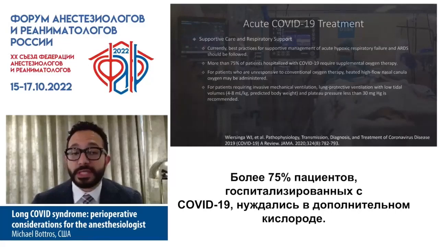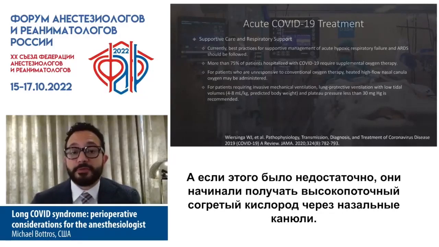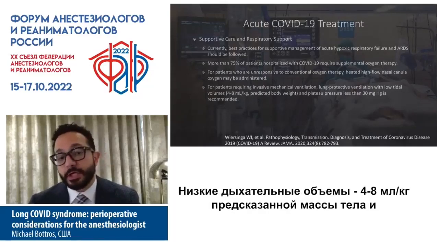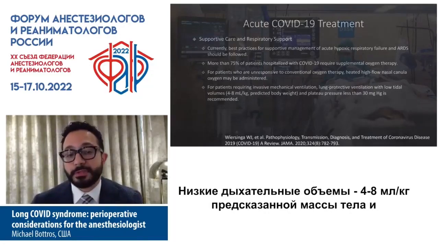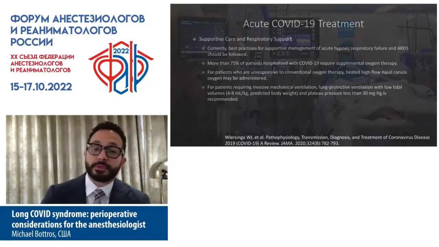More than 75% of patients hospitalized with COVID-19 required supplemental oxygen therapy. And if it was not enough, they would get heated high-flow nasal cannula oxygen. And if they needed mechanical ventilation, we used a protective ventilation strategy. So low tidal volumes, 4 to 8 milliliters per kilogram predicted body weight, and keep the plateau pressure less than 30 millimeters mercury.